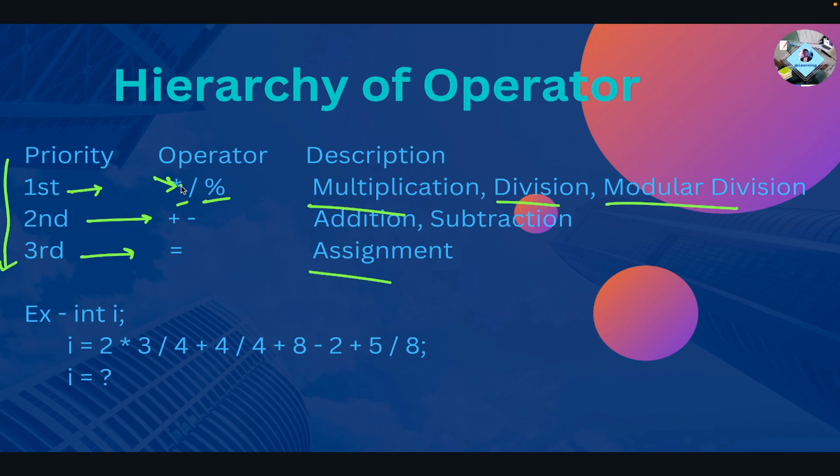From top to bottom, right? In first position there are multiplication, division, and modular division. In second there is plus, minus, and the assignment operator is last. Okay, so can you pause this video and calculate what will be the result of this?